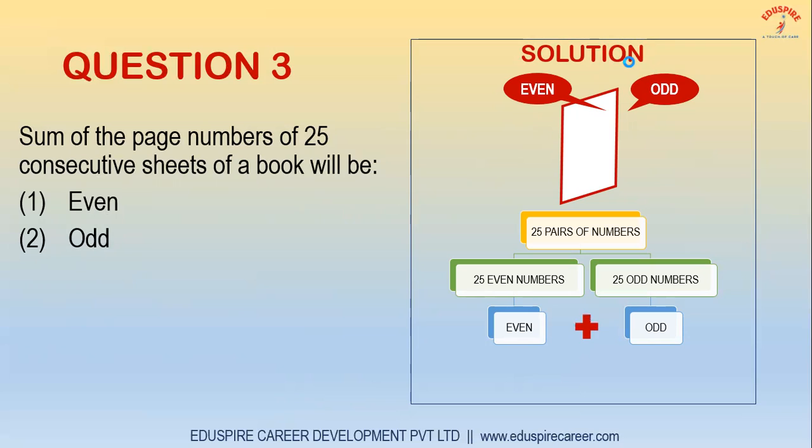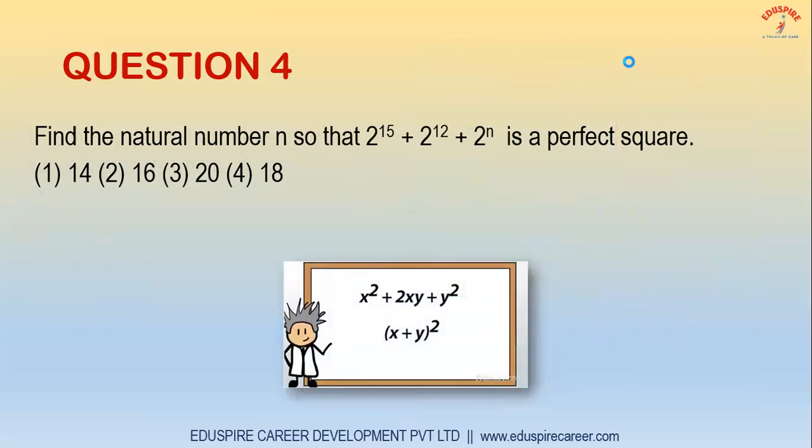So essentially, we are talking about adding an even number and an odd number. Definitely the result has to be odd. So your answer will be option 2, which is odd. I hope that was clear, guys. We'll move on to question number 4 now.